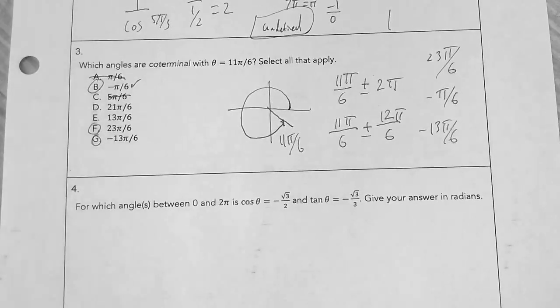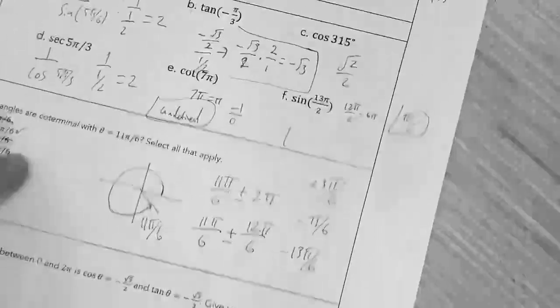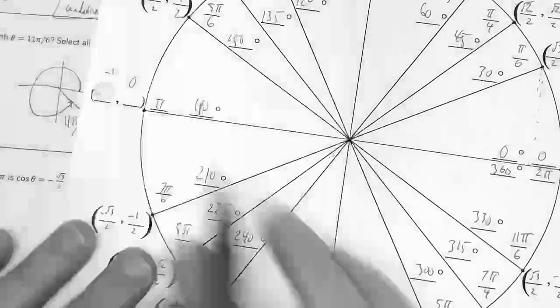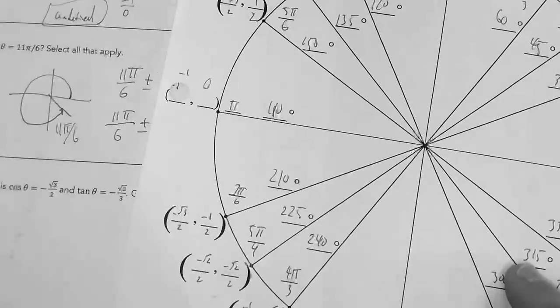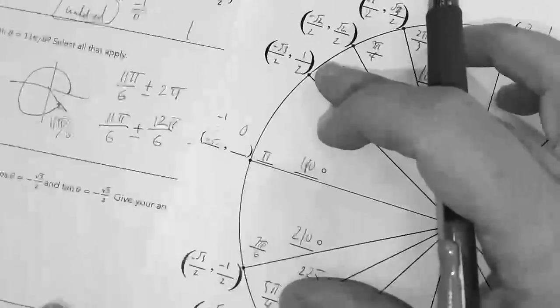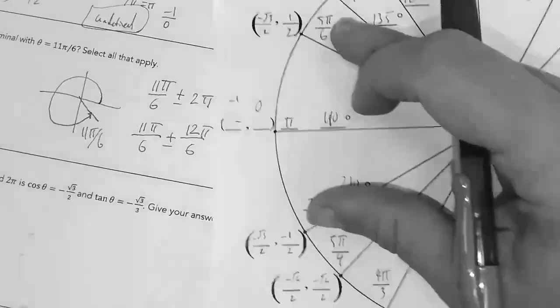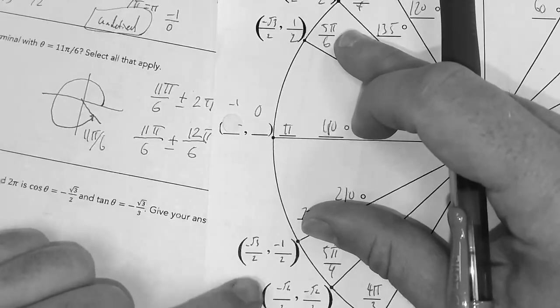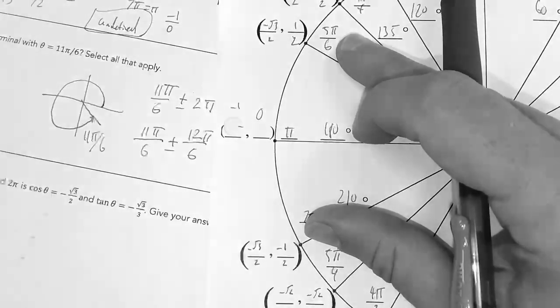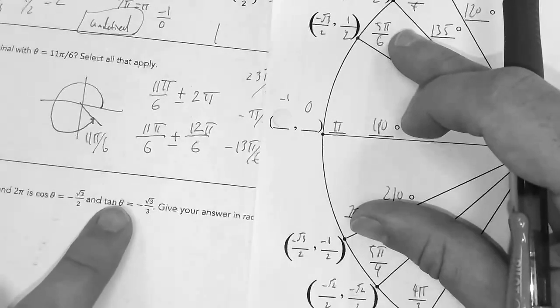For which angles between 0 and 2 pi is cosine negative root 3 over 2 and tangent negative root 3 over 3? For that, you're going to look at your unit circle. Okay, so some value between 0 and 2 pi where cosine is negative root 3 over 2. Well, there's only 2 values that's true for, and that's 7 pi over 6 and 5 pi over 6. These have cosine values of negative root 3 over 2. But it's saying that tangent is also negative.